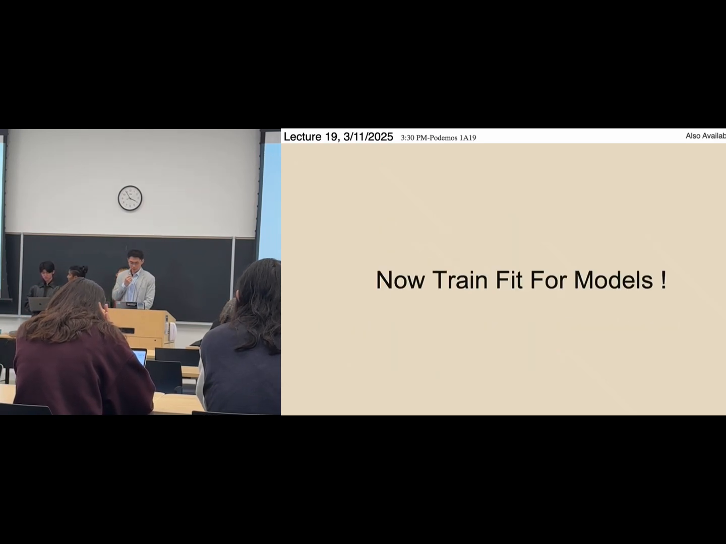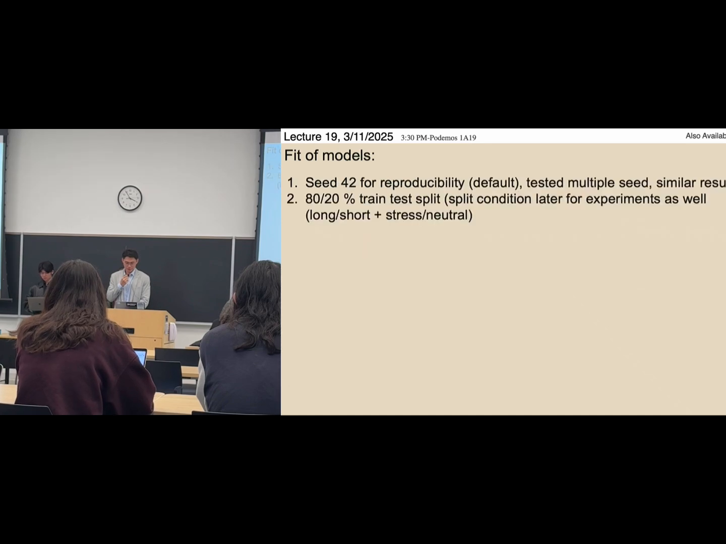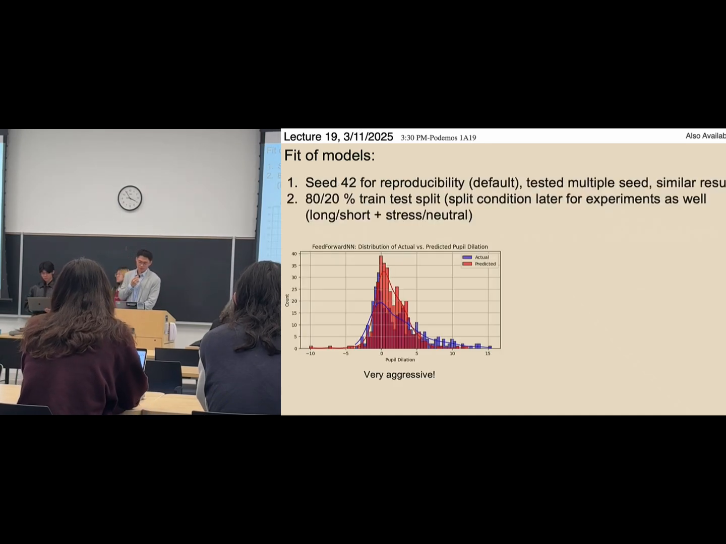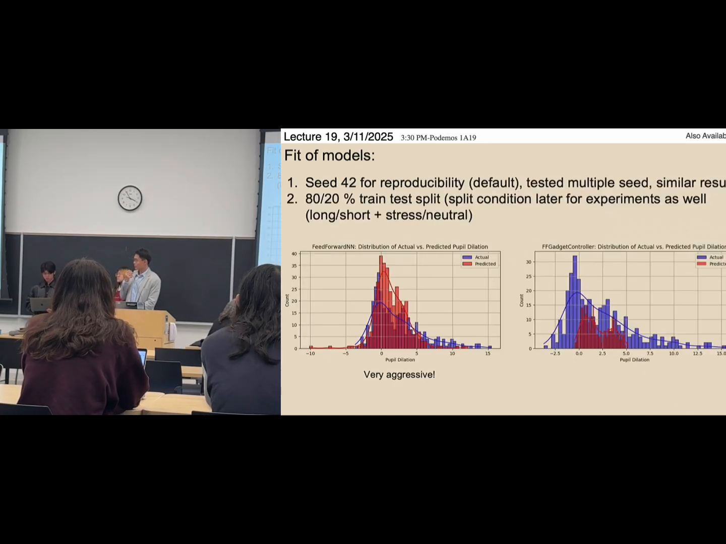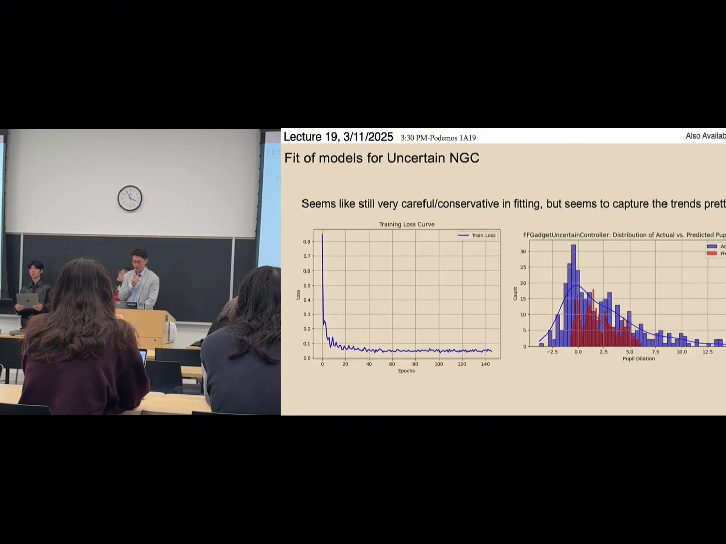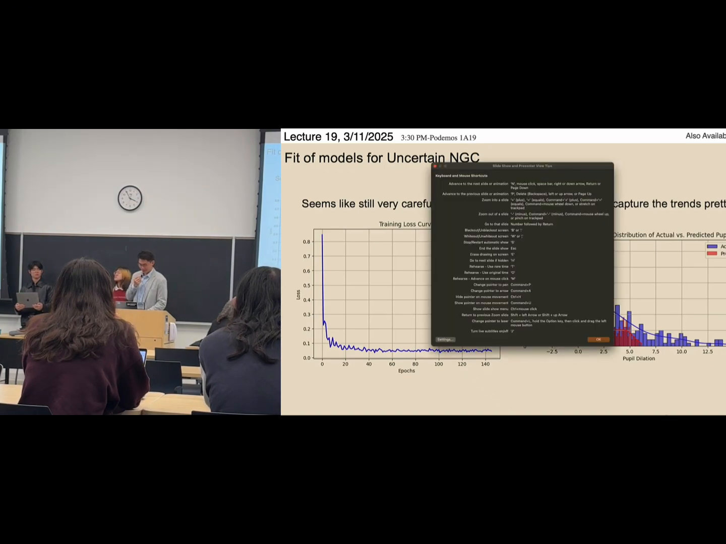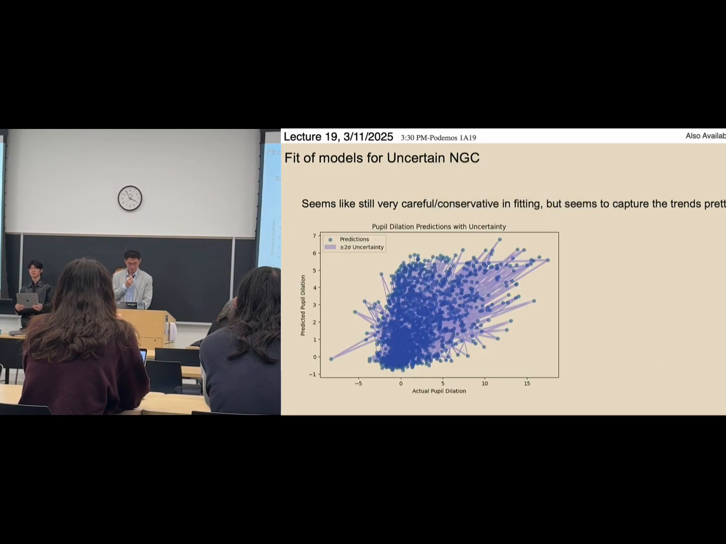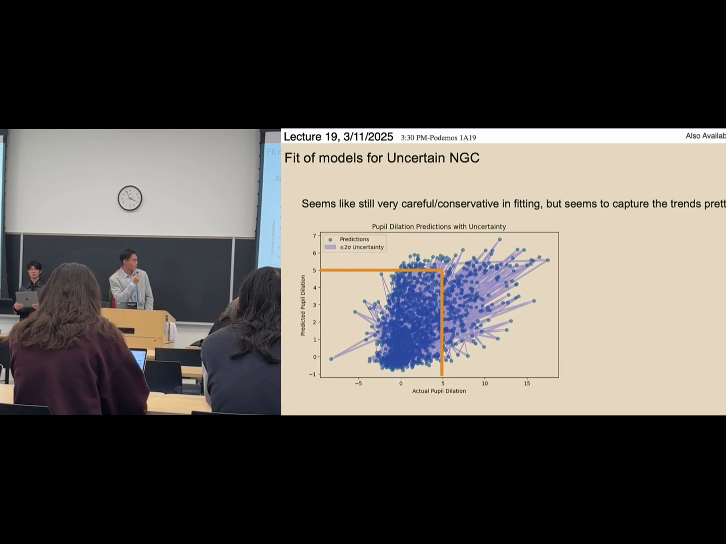Okay, so we fit the models. We did a train-test split. The usual traditional models didn't fit very well, I'll say, but it's very aggressive. And the cortex fitter is very careful in fitting. But then this is what we have for our model. And I'll say it's not bad, considering that the data set itself is actually not that easy to deal with. And this is uncertainty, and I just made this line to show what a perfect prediction would look like.